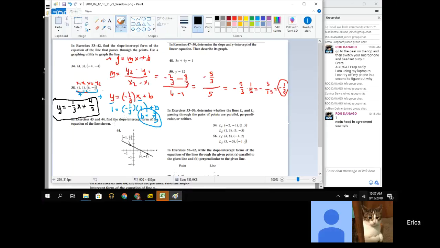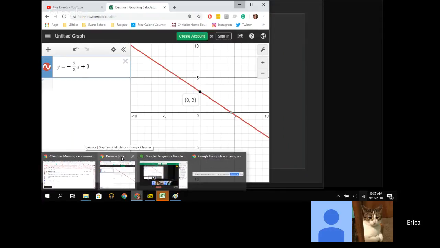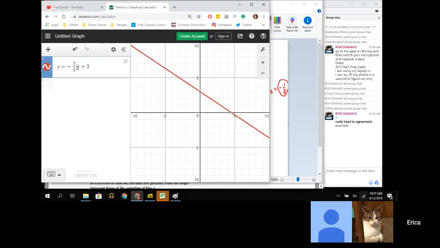Now, if I am taking an ACT or SAT test and I'm in the calculator section, how do I know that this is right? I can graph it, and if I made my equation of my line correct, then these two points should be on my line. So again, switch back to Desmos, and my equation was y equals -1/3 x plus 4/3.